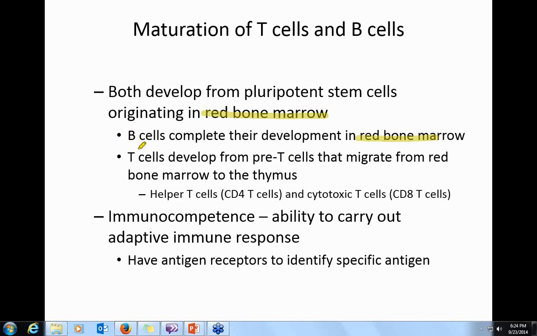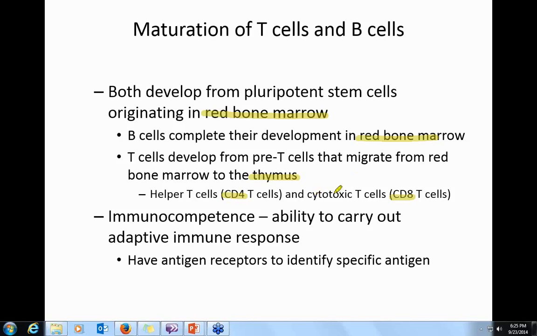T cells complete their development in the thymus. So thymus, T for T cell. There's two types of T cells. The first one is the helper cell, and the helper cell is also known as the CD4. CD4 is a protein that the T helper cell displays. Cytotoxic T cells are known as CD8. Again, this is a protein that the cytotoxic T cells display on their cell membranes.